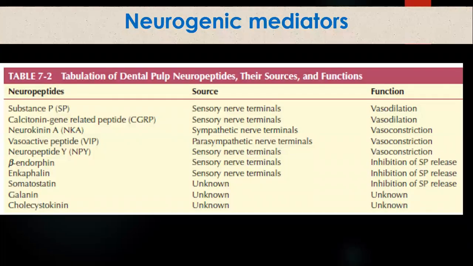Right. So next we have the neurogenic mediators. These neurogenic mediators are induced and activated through the sensory nerve terminals by the vascular component. So the vascular component leads to inflammation. Inflammation activates and sensitizes the nerve endings. These nerve endings will lead to the release of neuropeptides, and these neuropeptides lead to certain functions like vasodilation, vasoconstriction, and they may release substance P and inhibit the pain or something.